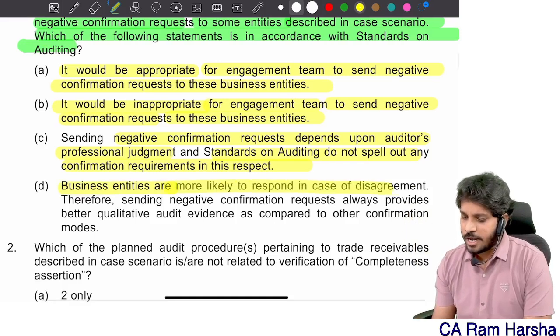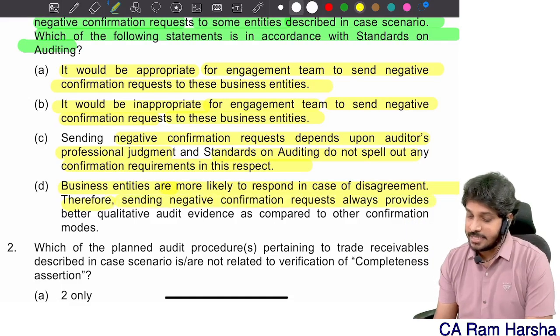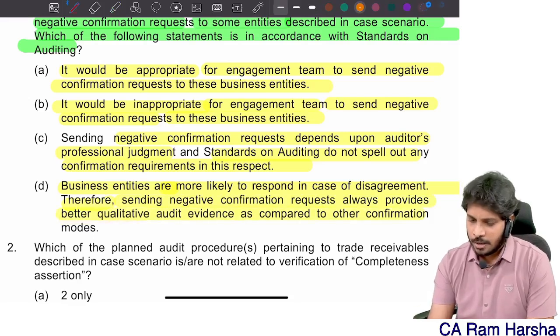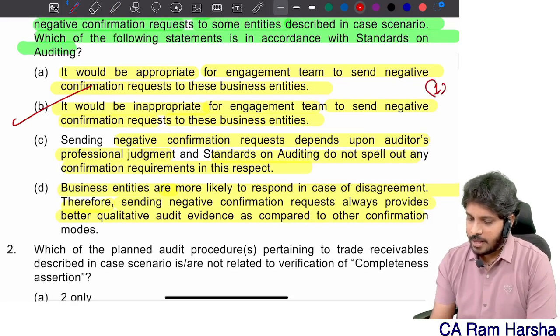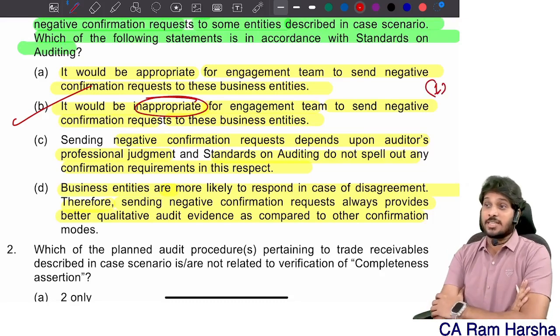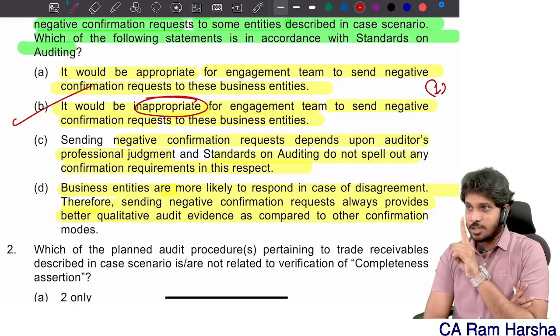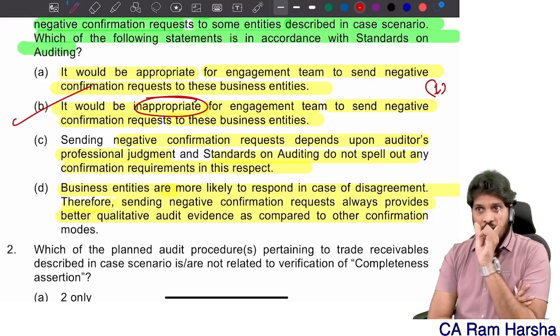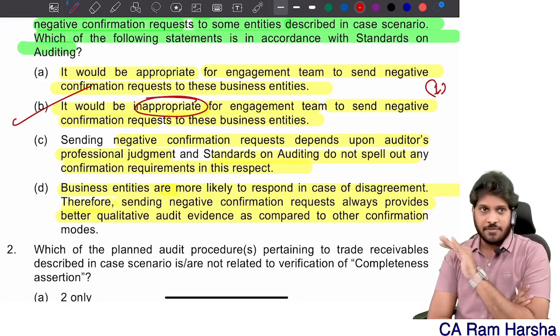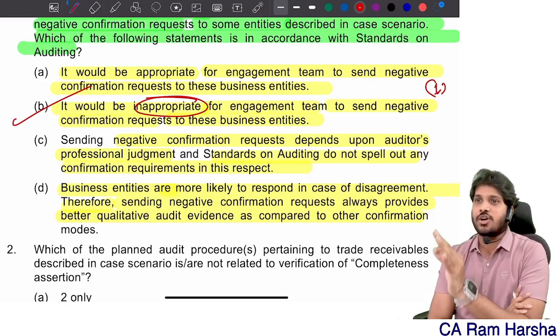Business entities are more likely to respond in case of disagreement. Therefore, sending NCR always provides better quality. No. B is the right answer. Correct? It is inappropriate in this case. Why? What are the reasons? Risk assessed with respect to trade receivable is high, and moreover it is a large outstanding balance. Definitely two conditions are failed. So we should not send NCR.